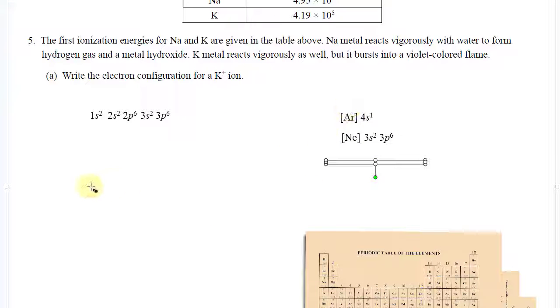Sometimes they won't allow an abbreviated configuration. They'll say the complete electron configuration, but if they don't say anything specific, then you can use the abbreviated if you like. But I really advise using the full electron configuration.